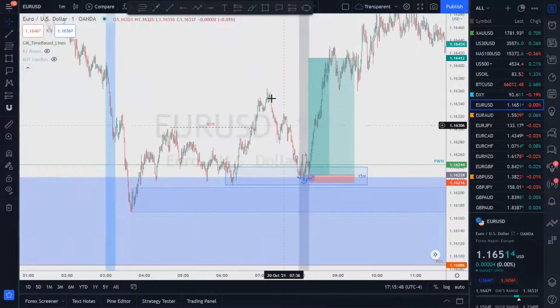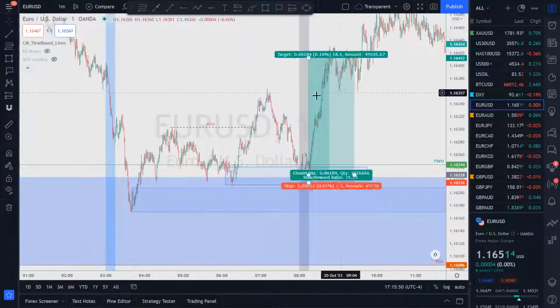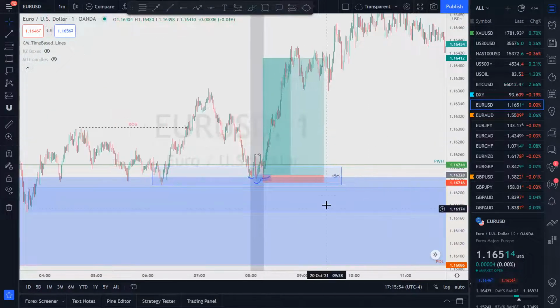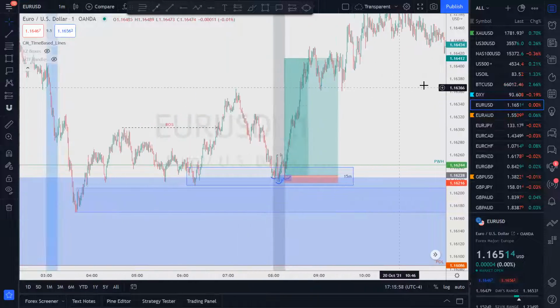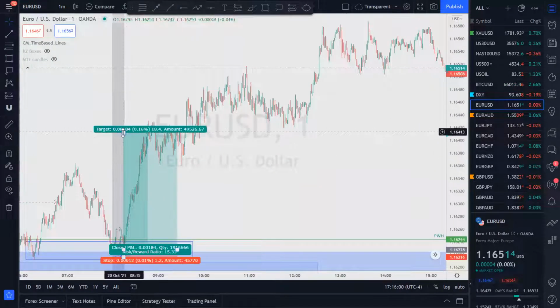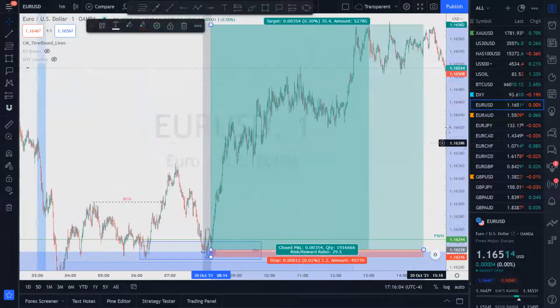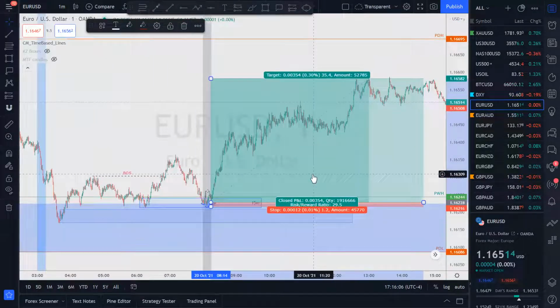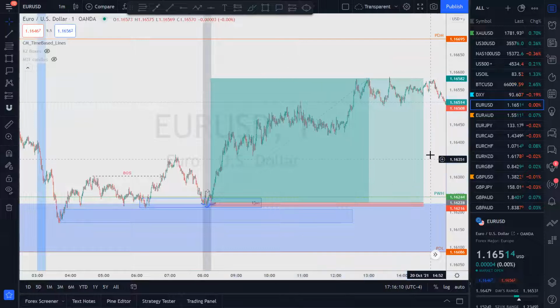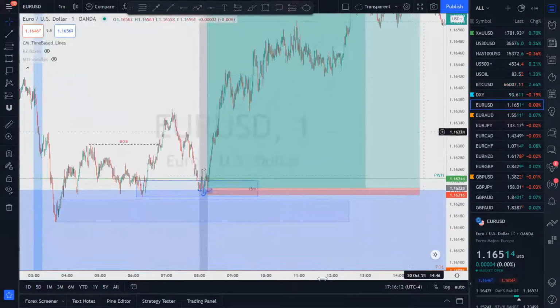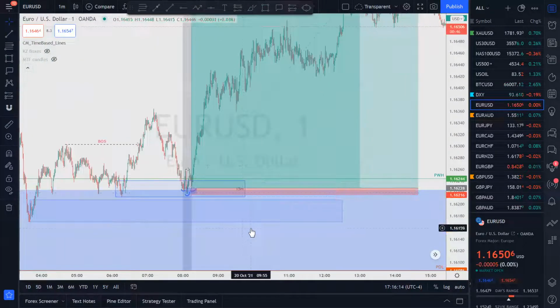Once you get past here, I would take not everything, but 80 to 90% off, and leave that runner. And if you would have left the runner, oh my, look at that. 1 to 29. That's just the potential of what could have happened today. But what did I do? I missed it.